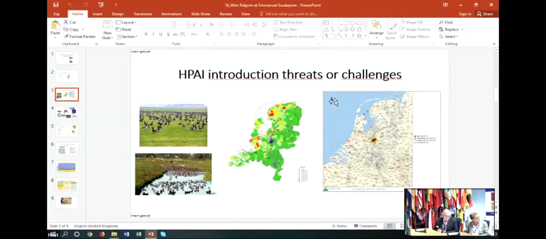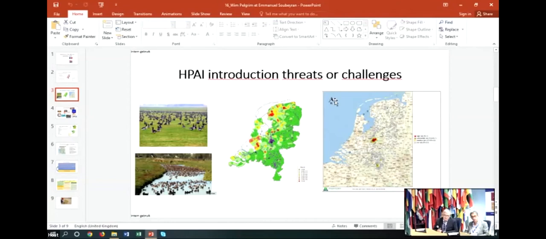In the middle, you see a picture of the Netherlands showing the risk of introduction of high pathogenic avian influenza from wild birds. Last year, we had more than 100 introductions of high pathogenic avian influenza, with 6 million heads of poultry culled. Almost 25% of them was culled preventively.